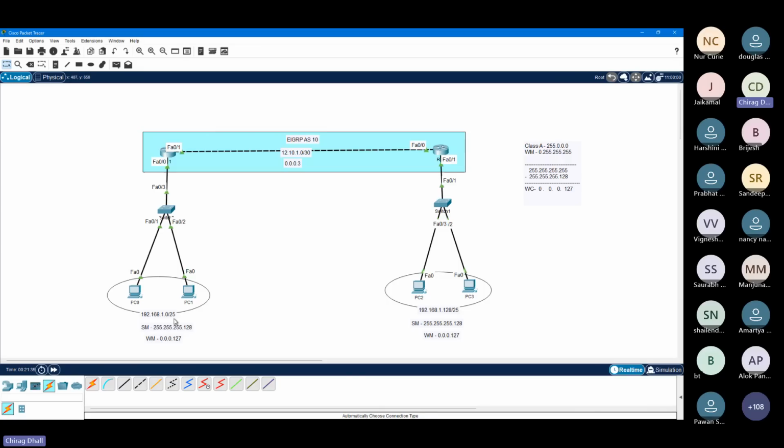We have broken down a big /24 network into two parts, where the first part is here and the second part is here. So yes, we are doing it randomly, but in production, it is already designed and defined, so you will get those details and you have to configure devices according to that information only.